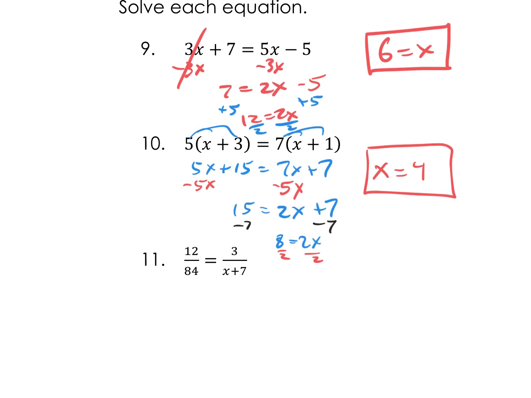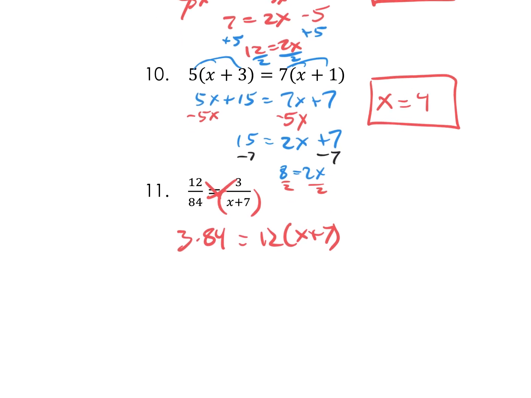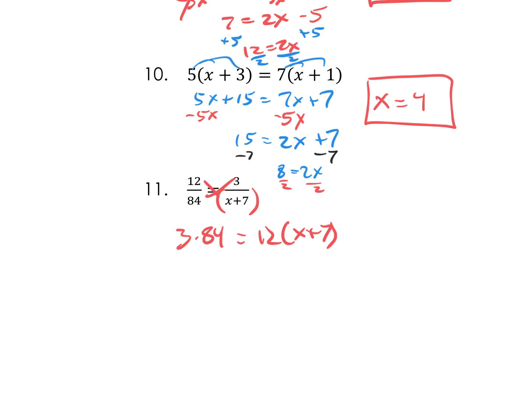And number 11 here, it's a proportion, so we need to cross multiply. So let's go ahead and cross multiply. We've got 3 times 84. And we've got 12 times x plus 7. Make sure you put that x plus 7 in parentheses. That's super important. So if we multiply this out, we got 3 times 84, that's 240, plus 3 times 4 is just 12, so 252. And let's distribute here. We get 12x plus 7 times 12, which is 84.